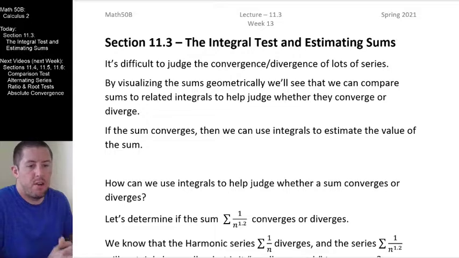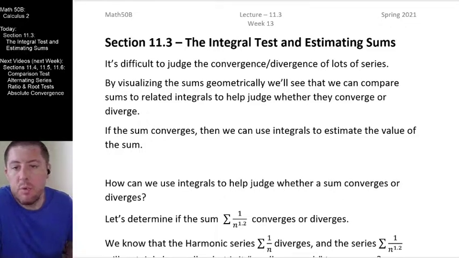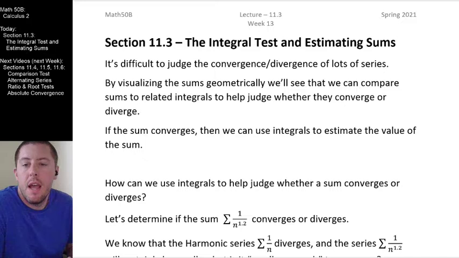I am here making this video on Tuesday, April 20th, and today we're going to talk about section 11.3, the integral test and estimating sums. We have had our first two sections in chapter 11. We're on sequences and series, and what we're going to be discussing for most of the remainder of this chapter is judging the convergence of those sequences and series. Today we're going to look at judging the convergence of series, the sums.